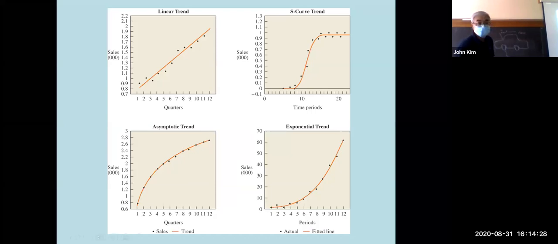where's cursor? Looks like S curve. So we call this S curve.